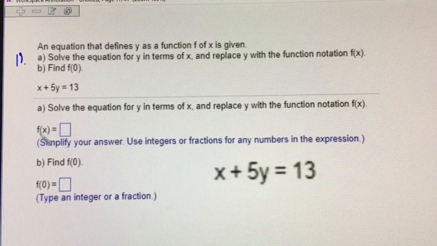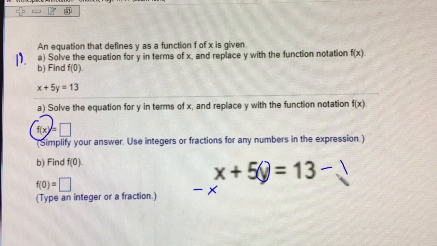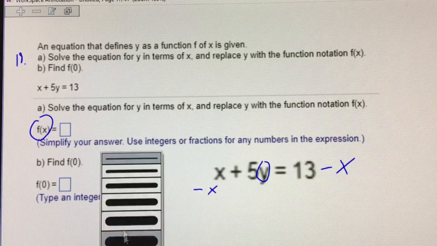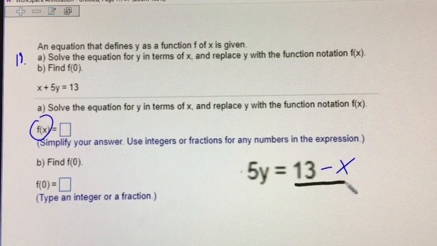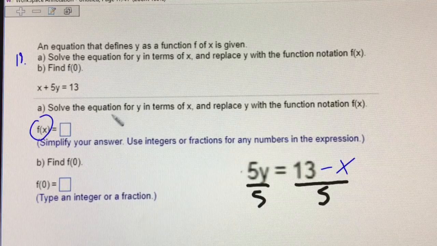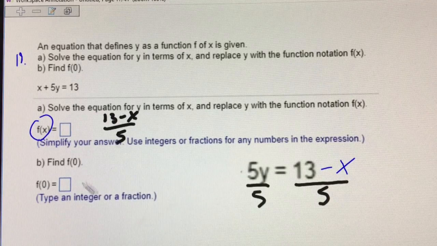They want me to solve this for y and write it in f of x form. So I'm going to solve it for y. So basically I'm going to subtract x from both sides. When I do that, I'm left with 5y equals 13 minus x. So now I'm going to divide both sides by 5. So that's going to give me 13 minus x over 5. And now they want me to plug a 0 in for this. So that's just going to give me 13 minus 0 over 5, or 13 over 5.